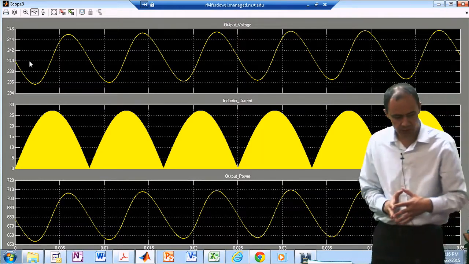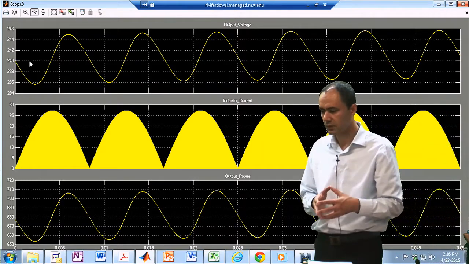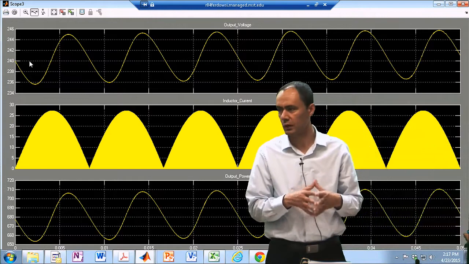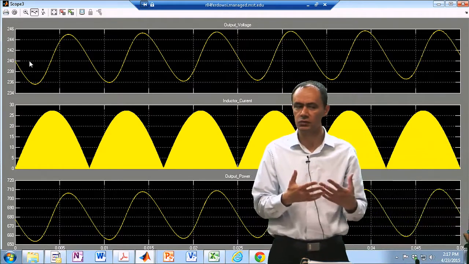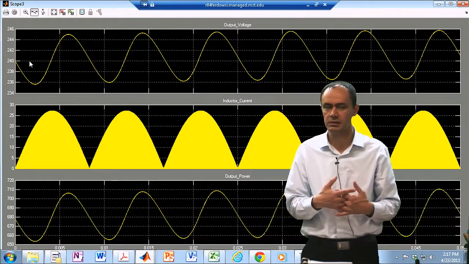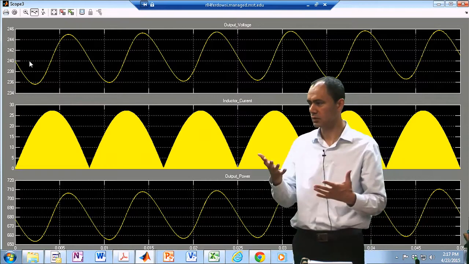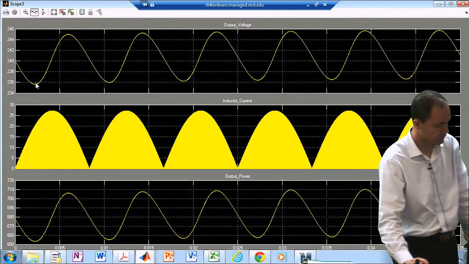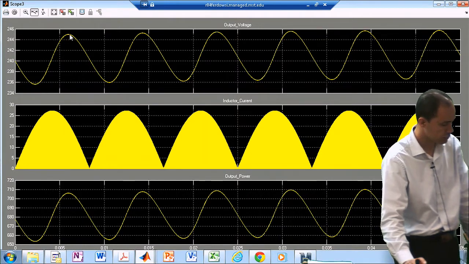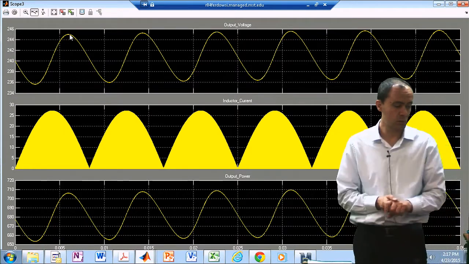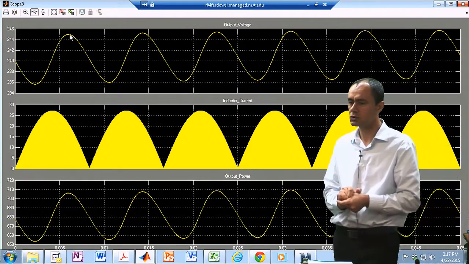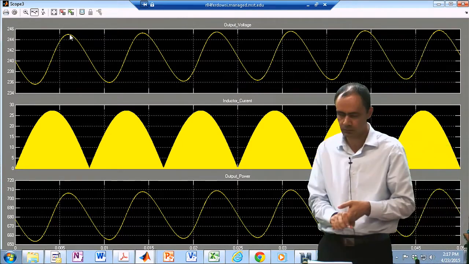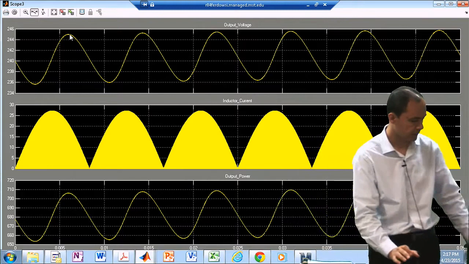The other thing is you can note that the 120 hertz ripple in the output voltage, even though we have used such a large capacitor, is still noticeable. You can actually see it. The output voltage is fluctuating between 236 all the way to maybe 249, almost 9 or maybe 10 volts peak to peak ripple. Okay, so we are okay with that.